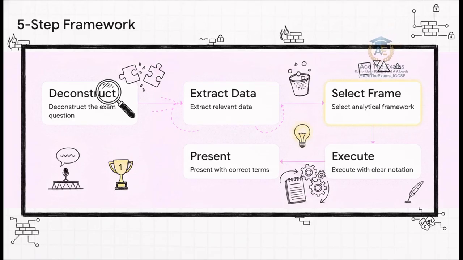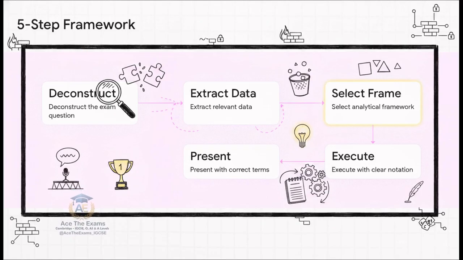Step 1, deconstruct the question. What is the command word? Is it identify, describe, or evaluate? Remember Sam, who completely missed the command words? Don't be Sam. Step 2, extract the relevant data from the scenario. Look for clues like the number of users or the specific type of sensitive data being protected. Step 3, select the right analytical framework, like our trusty PEEL method. Step 4, execute your analysis with clear, logical notation. And Step 5, present your final findings using the exact correct terminology.